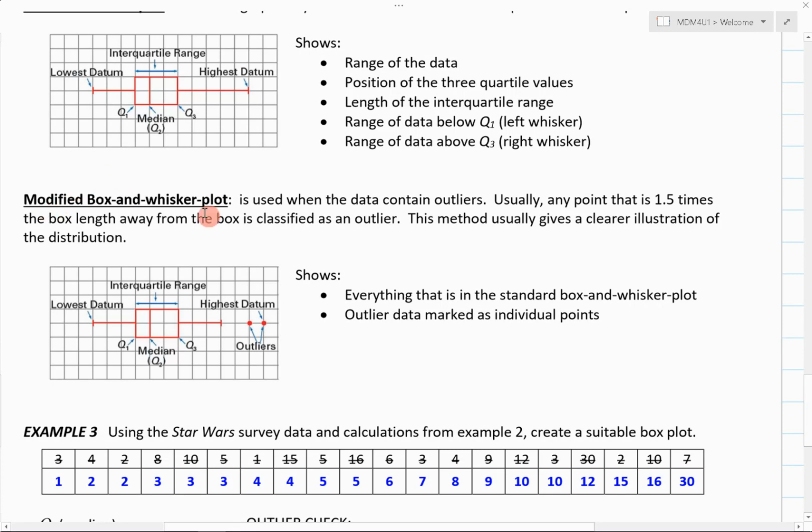You can also modify your box and whisker plot if your data contains outliers. Usually any point that is more than 1.5 times the box length away from the box is classified as an outlier. So what does that mean? What's your box length? It's going to be your IQR. If a point is more than 1.5 times that away, you have outliers out here. Everything else in the standard box and whisker plot is still the same, but the outlier data will be marked as individual points rather than included as part of the whiskers.